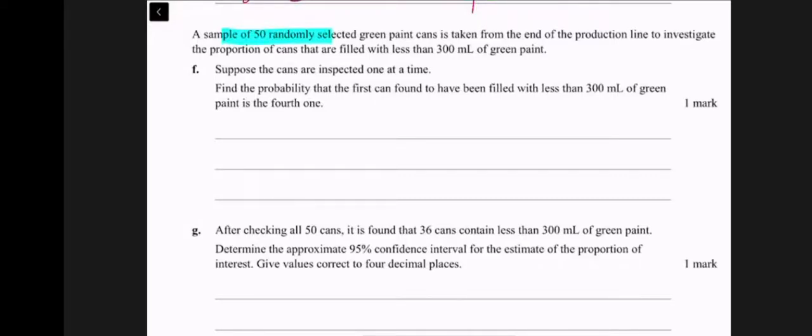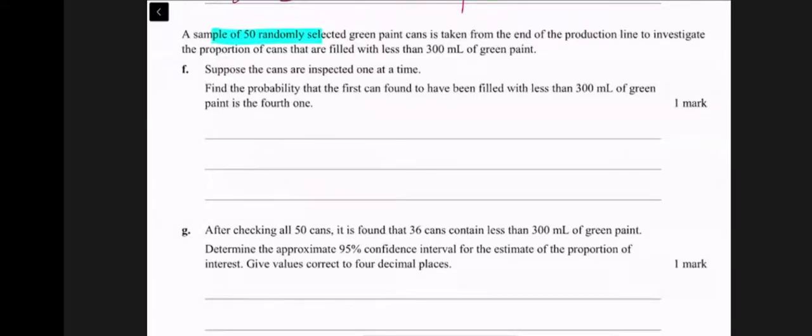And we have the proportion of cans that are filled with less than 300 ml of green paint. So they're inspected one at a time, which means they are in fact replaced, like taken and put back into the sample, so N remains 50. So find the probability that the first can found to have less than 300 milliliters is the fourth one.